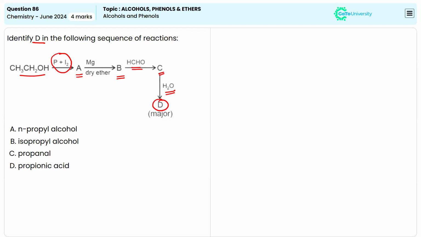So we can start from the starting reagent, that is ethanol. Ethanol is reacting with phosphorus and iodine. Here we will see that the hydroxyl group will be substituted by iodine and the product is CH3CH2I. That is, ethanol gets converted into iodoethane. So A is iodoethane. Now this A is reacting with magnesium in dry ether medium.